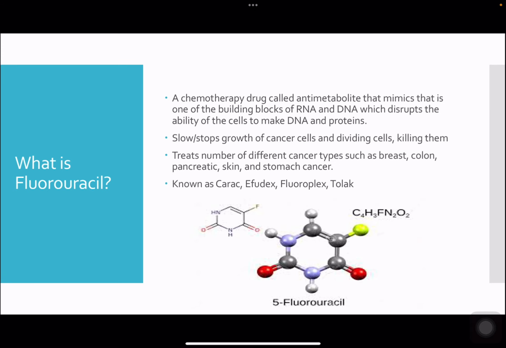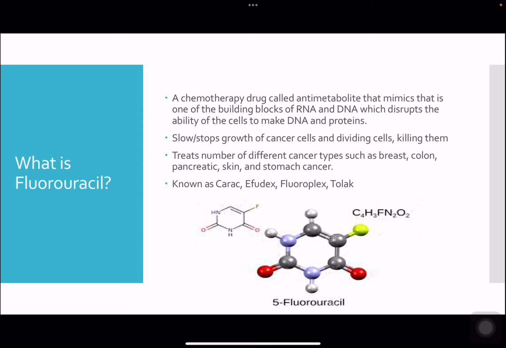What is fluorouracil? Fluorouracil is a chemotherapy drug called an anti-metabolite that mimics uracil, one of the building blocks of RNA and DNA, which disrupts the ability of the cells to make DNA and proteins. Fluorouracil slows or stops the growth of cancer cells and dividing cells, killing them. It treats a number of different cancer types, such as breast, colon, pancreatic, skin, and stomach cancer.